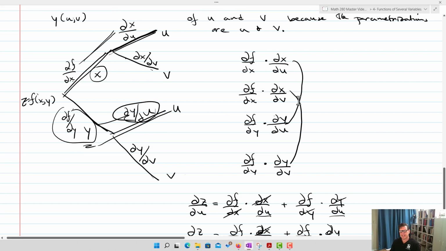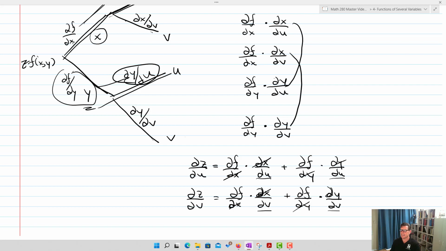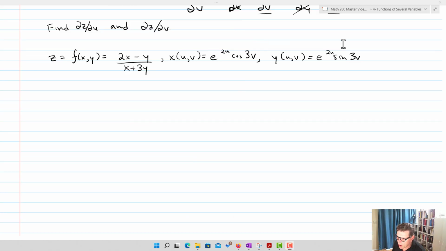All right. So that helps us to break down how we're going to utilize our partials. Let's take an example. I want to find dz du and dz dv. I've got the function z, which is 2x minus y over x plus 3y. And then x of u v is going to equal e to the 2u cosine 3v, and y of u v is equal to e to the 2u sine 3v. Now, you might be thinking, why not just plug these values into x and y and do the work from there? The truth is that you could do that, but it would be a lot more difficult and a lot more messy. You're more likely to make mistakes there.